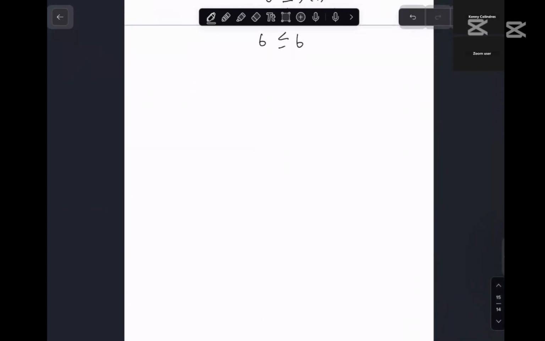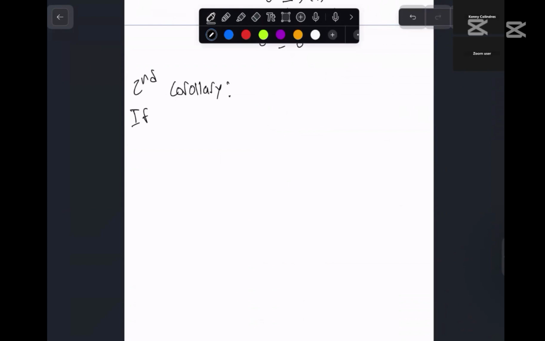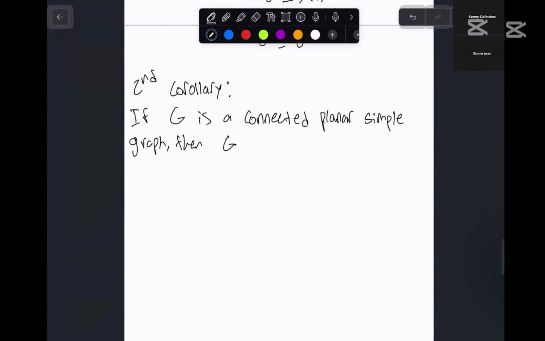Now we're going to move on to the second corollary, which states, if G, big G, sorry about that, if G is a connected planar simple graph, then G has a vertex with a degree that is less than or equal to 5.